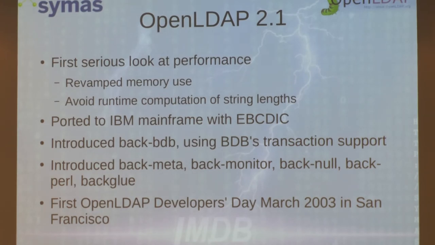And these two points under here, revamping memory use and avoiding runtime computation of string lengths. Those first profiles that I ran back in those days showed we were spending 50% of our CPU time in malloc and free, and 45% of our CPU time in strlen and strcat. We were spending 5% of our CPU time doing LDAP. So that was coming out of OpenLDAP 2.0. And so in 2.1, the big performance gains we got there was from fixing a lot of our use of malloc and getting rid of our use of string length and string cat.